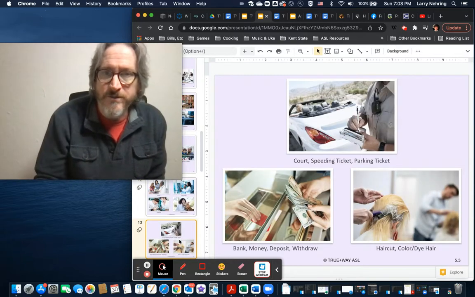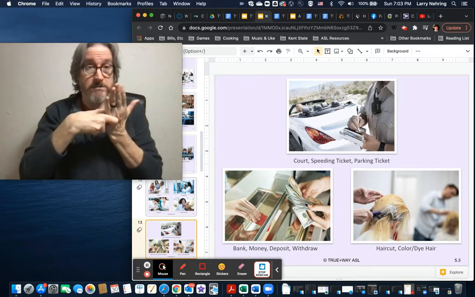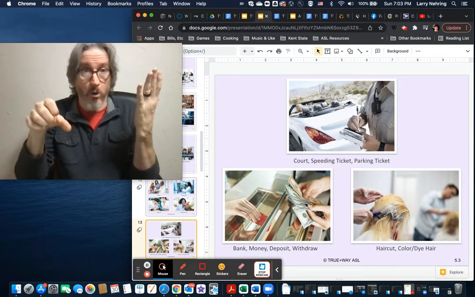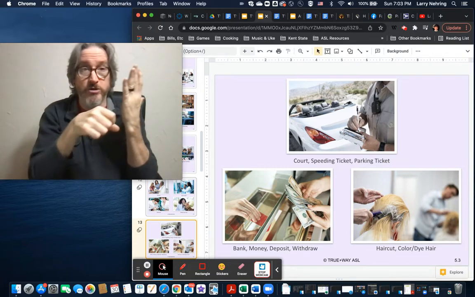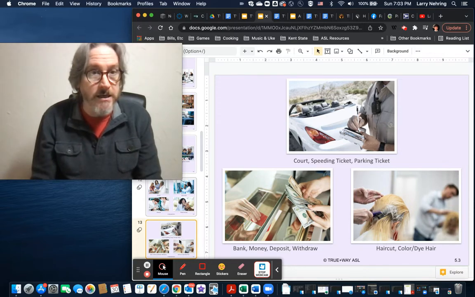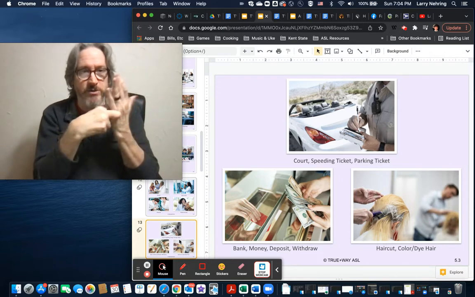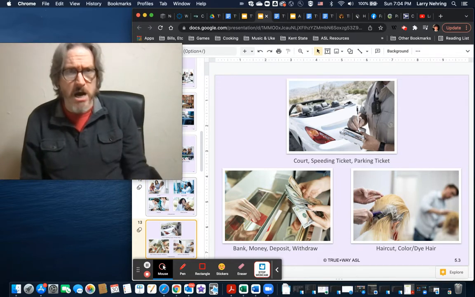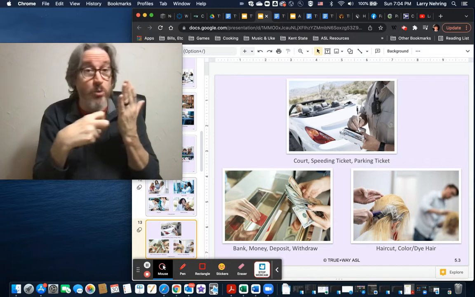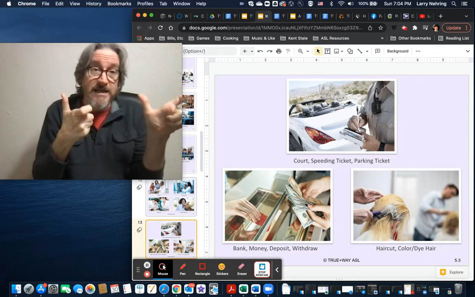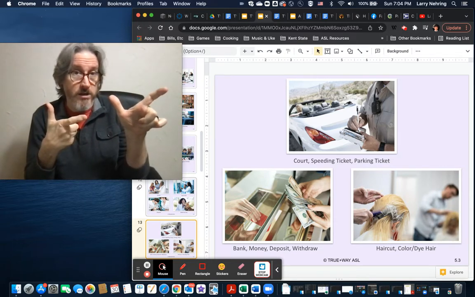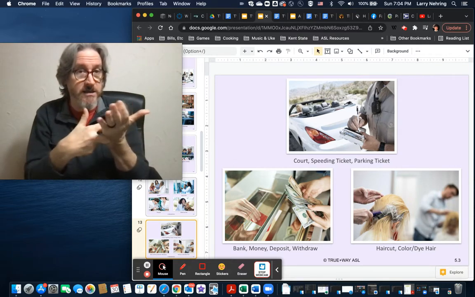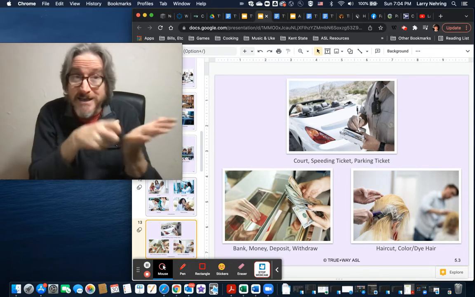Sorry if the camera's moving. So ticket. It comes from old bus and train where the conductor would have a hole punch. Even on the railways in New York and New Jersey, sometimes they'll still punch your ticket and stick it in the headrest above your head. So ticket to a movie. Speeding ticket, parking ticket, it's KSU, parking tickets galore.